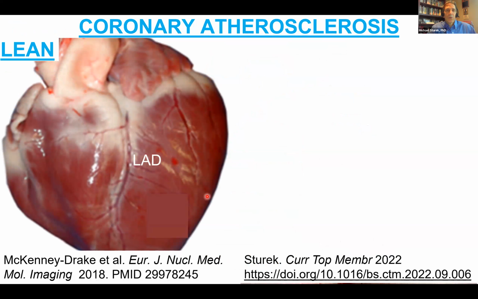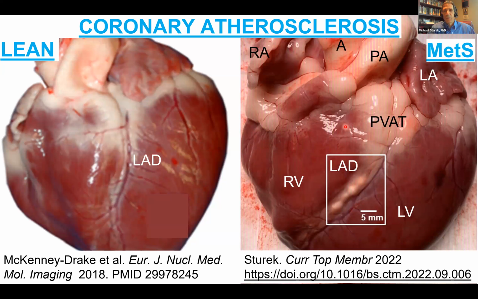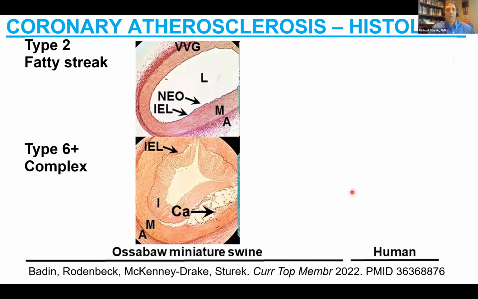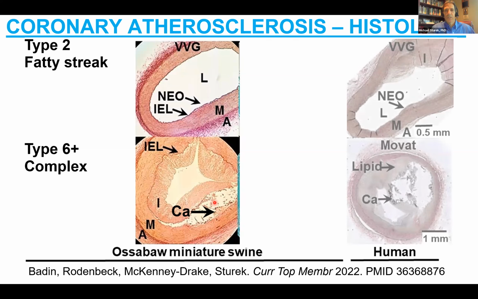So do they get coronary atherosclerosis? Well, here's an image of the heart from a lean animal. And here's from an animal that's been on a metabolic syndrome diet for about 6 months or so. You can see the left anterior descending here, and these cotton balls are severe atherosclerosis, almost flow limiting. And we can go through the histology. In the Ossabaw miniature swine, there's just a type 2 fatty streak where you get a little intimal thickening, completely clinically benign. And it goes all the way up to type 6+ complex lesions with enormous stenosis and calcification, extracellular calcification.